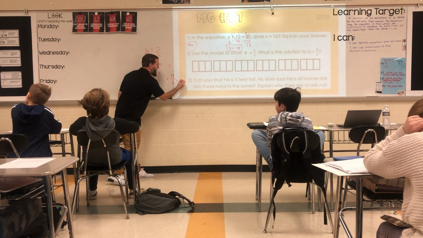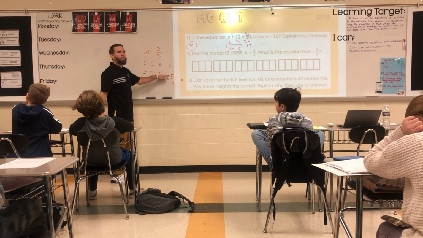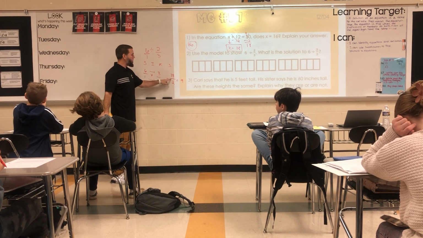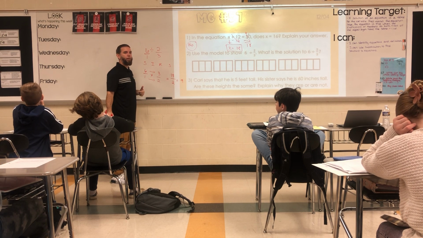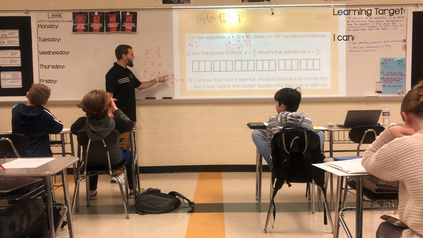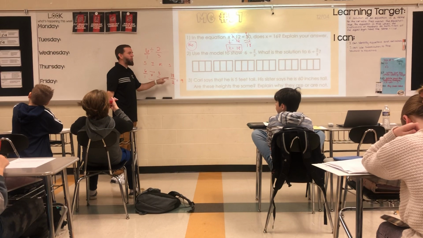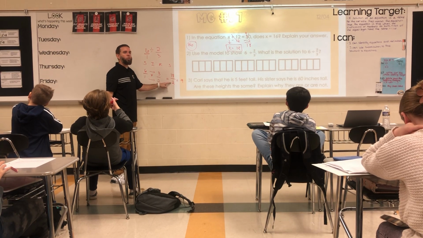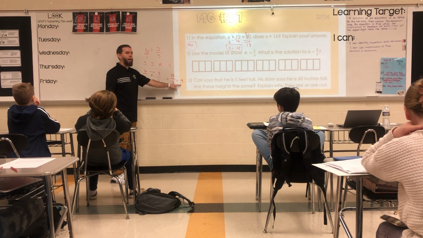The answer would be 9 wholes, right? Because what is it telling us to do, Tessa? What is this line? What operation is that? Division. So you do exactly what it tells you to do, right? 18 divided by 2 is 9, right?